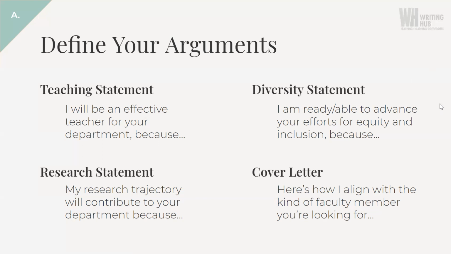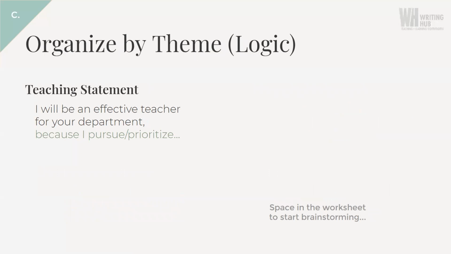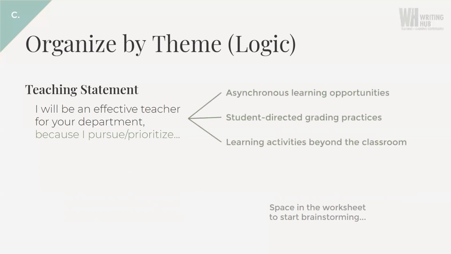And the reason why we advocate for 3 is because the items that you choose to complete the arguments become broader themes that also act as organizing ideas for the statement itself. So, for example, and again, remember there's space in the worksheet to start brainstorming on your own. The teaching statement, you might say that your argument is, I will be an effective teacher for your department because I pursue and prioritize, and maybe these are the 3 items that you want to choose to emphasize in your teaching statement, asynchronous learning opportunities, student-directed grading practices, and learning activities beyond the classroom. So these 3 themes not only complete this argument and make it a whole argument, they also become the basis for the rest of the teaching statement.